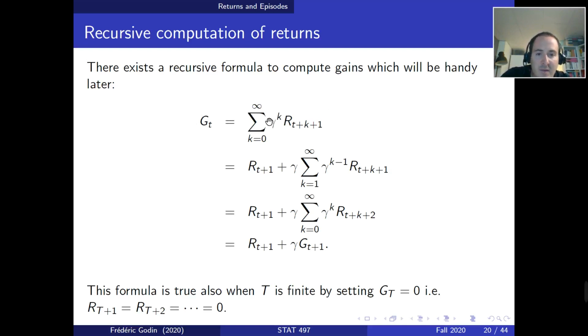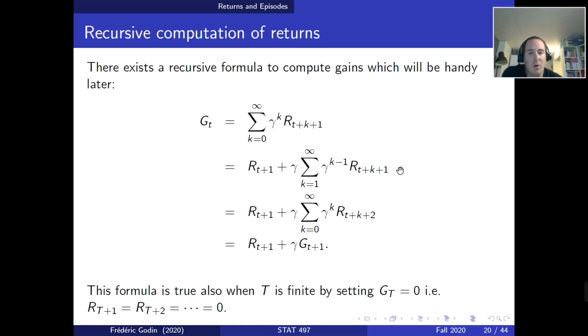So here, this infinite sum, we can break it into two. We can take first the term when k is equal to 0, and then all terms where k is strictly greater than 0. When k is equal to 0, gamma disappears, so the reward is R_{t+1}. And when we select all other terms, we make the sum start at k equal to 1, but we can also take one of the gammas in front of the summation, and then we obtain this.